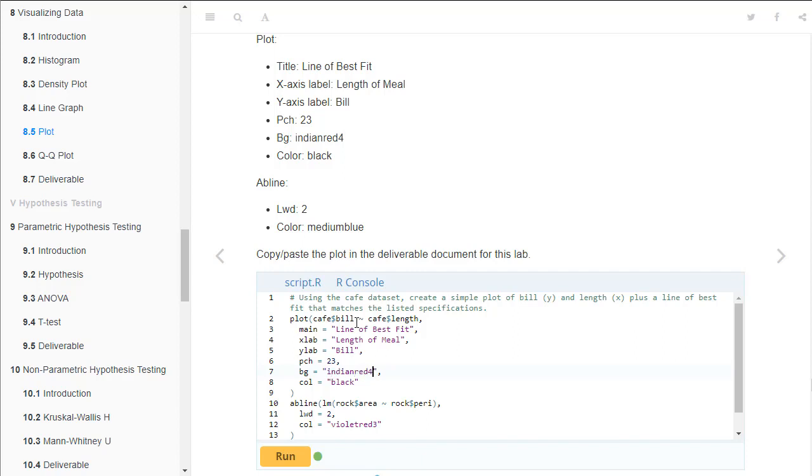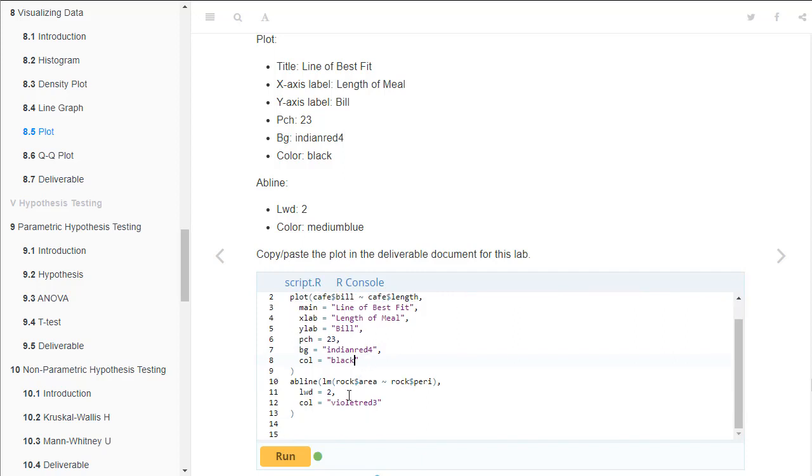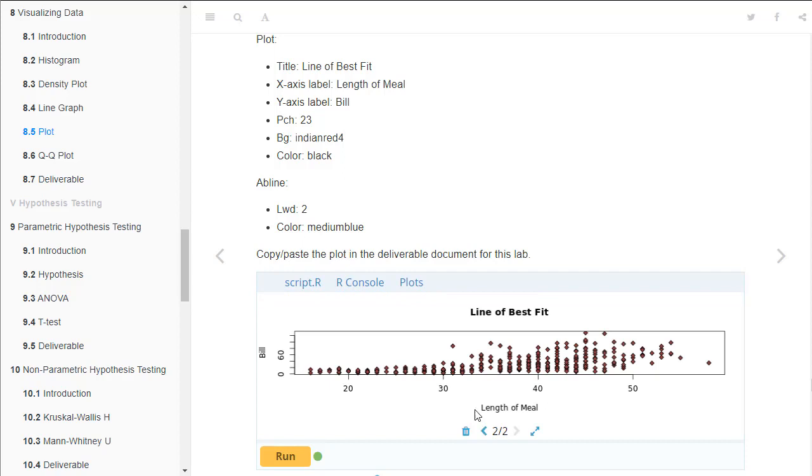Indian red 4 is the color. Black is the circle color. The line of best fit is a line, and the color here is medium blue. And run that.